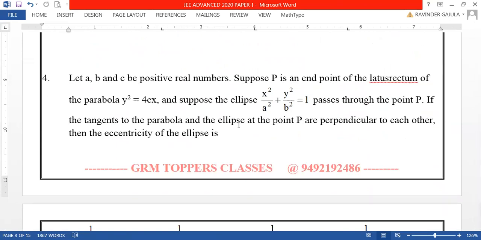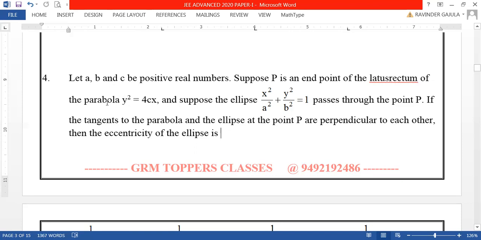Here, this fourth question. You are given: let a, b and c be positive real numbers. Suppose P is an end point of the latus rectum of the parabola y square equal to 4cx. Of course, some parameters have been changed. Something like y square equal to 4 lambda x has been taken as y square equal to 4cx, right? Hence, you need not worry about the data.